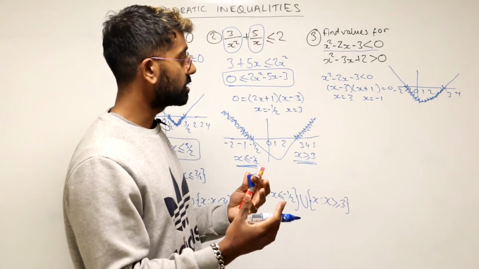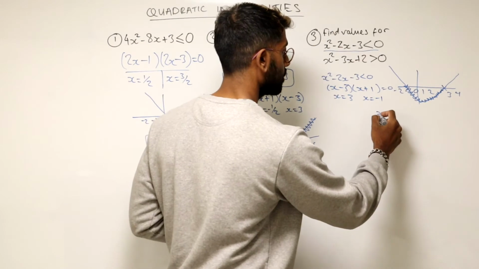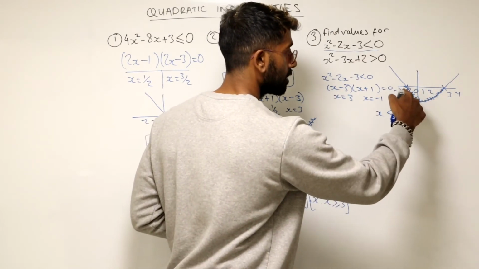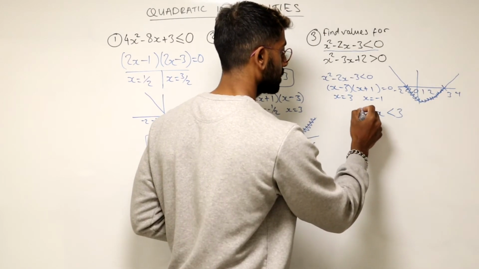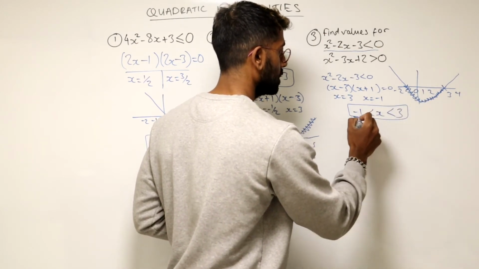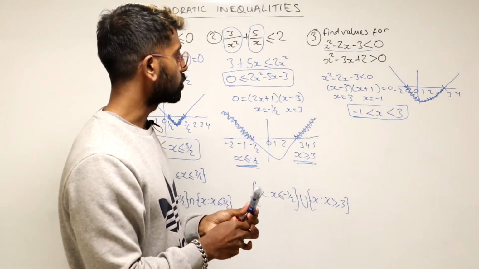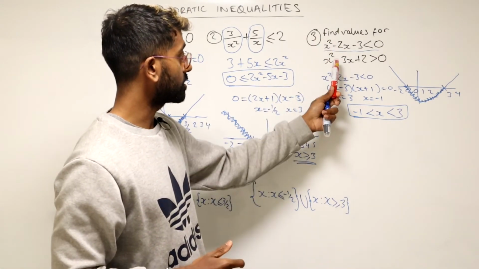And now what can we see? Those x values are less than 3, but they're also greater than minus 1. So those are the values that are going to work for this quadratic. Now what we'll do is find some values that work for the second one.